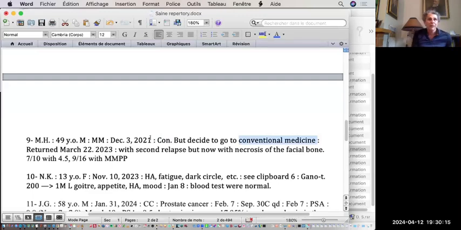So he had a remission. After 6 months of conventional treatment, he had a remission. He had one relapse. He had a new type of treatment. He received another series of treatment, and another remission. So he had a second remission. And then on March 22, 2023, he calls me back, and he says, I have my second relapse, and now I have necrosis of the facial bone.